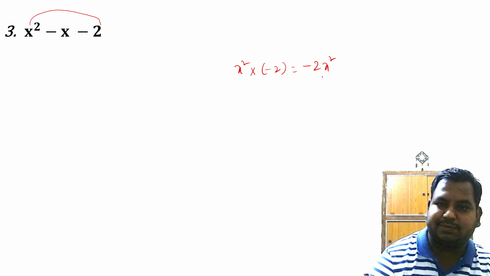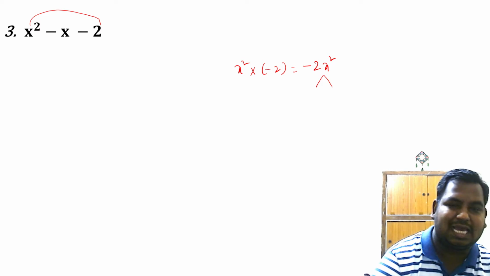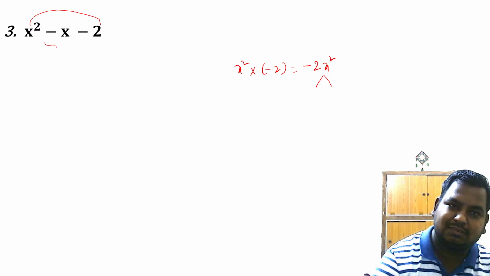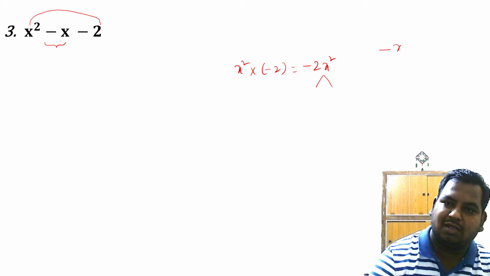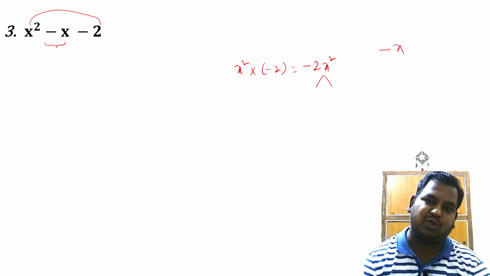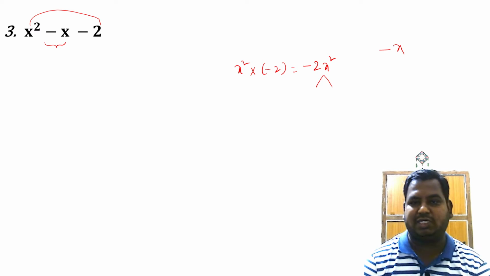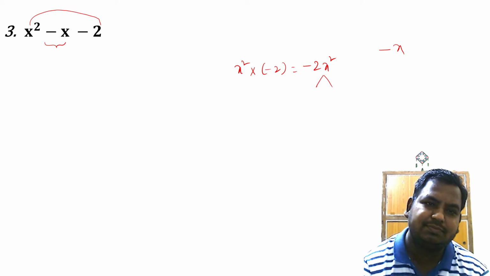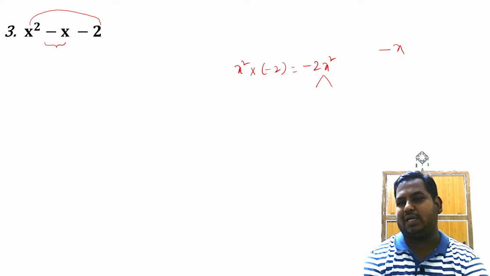We have to split minus 2x square into two terms such that when we add them, we get minus x. When we multiply them, we get minus 2x square.